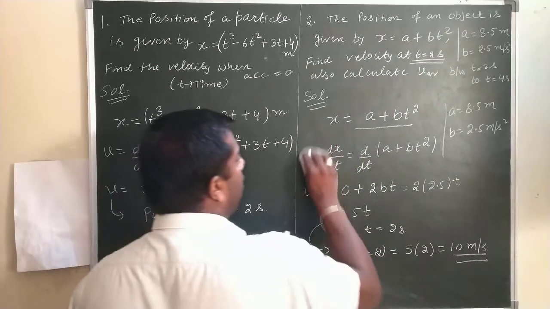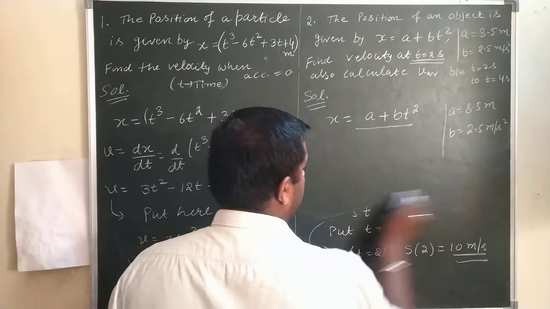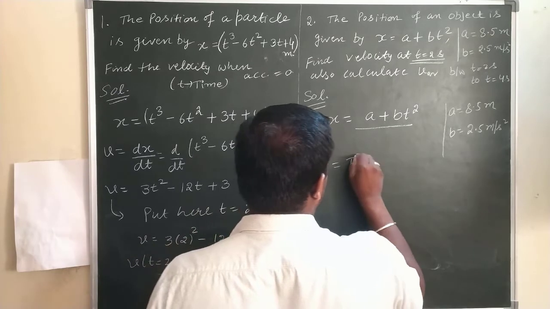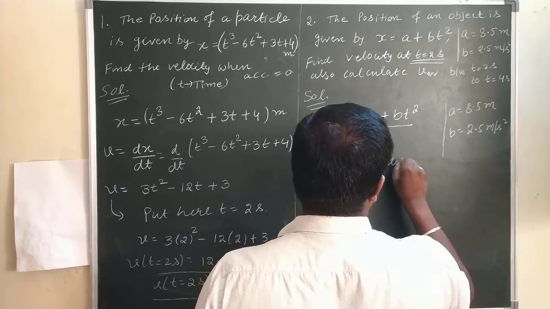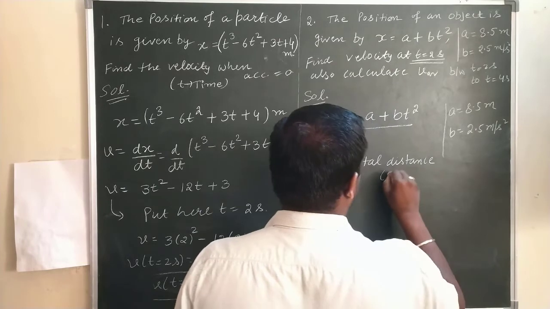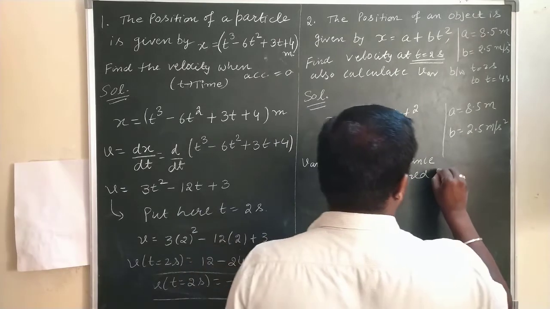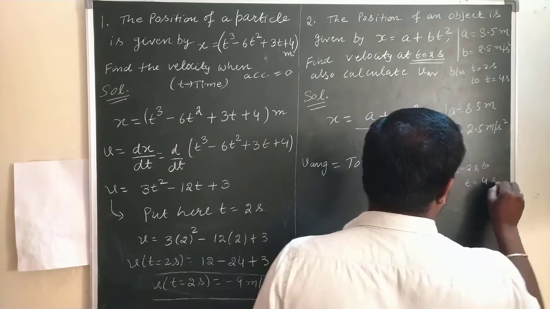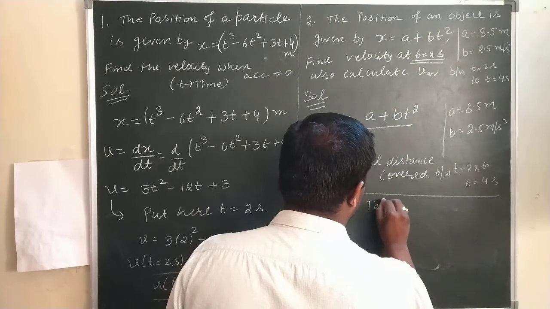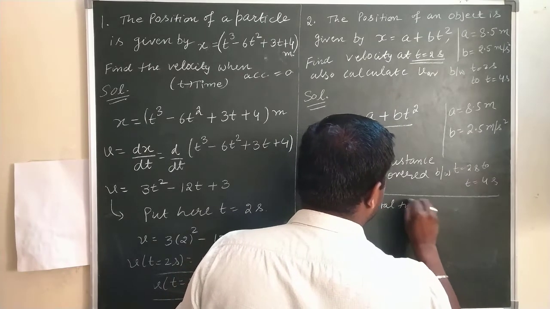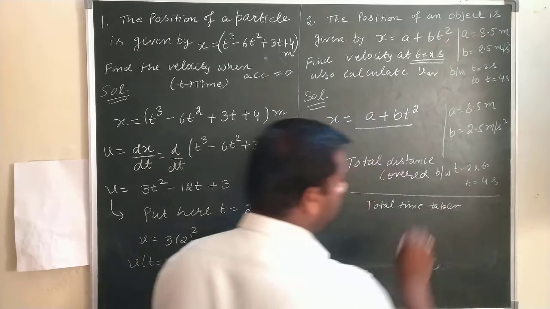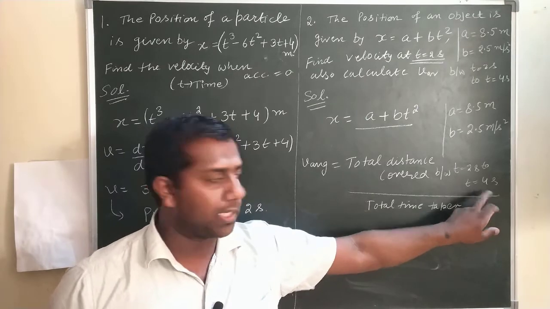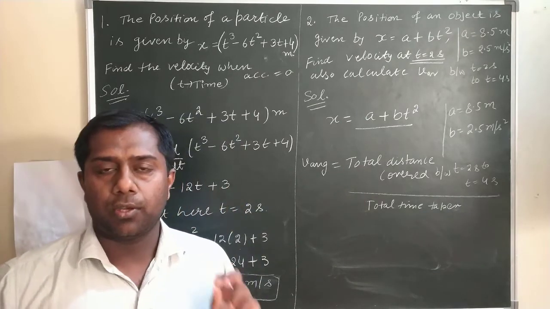Clear, students? Now we will find out the average velocity. Average velocity is what? This is total distance covered between t equal to 2 seconds to t equal to 4 seconds divided by total time taken. So what is the time taken from t equal to 2 seconds to t equal to 4 seconds? It is simply 2 seconds. So what is the distance traveled in 2 seconds to 4 seconds?